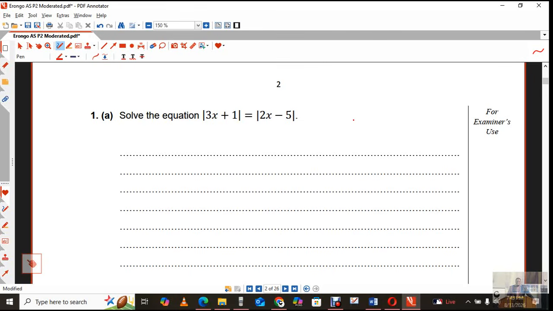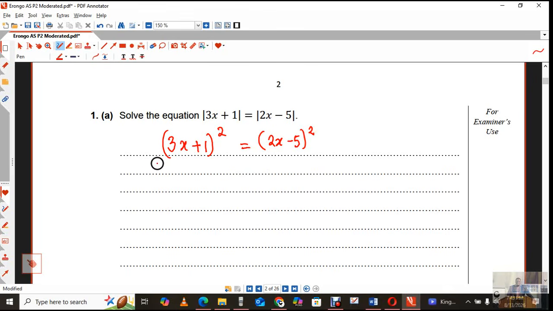This is an absolute value equation where you have the absolute value on both sides. There are many ways you can do this. One of the ways is to square both sides. Remember that you are pressed for time, so please do not make obvious mistakes.